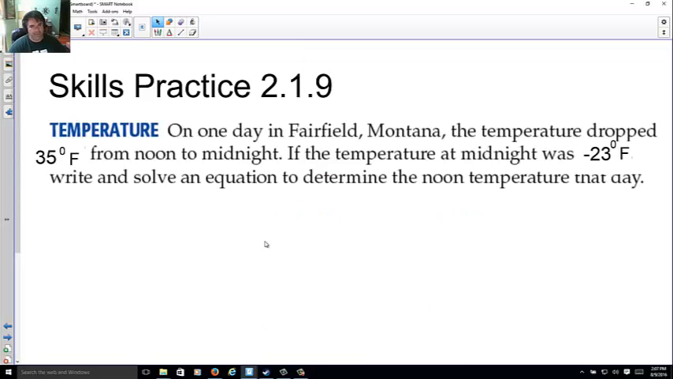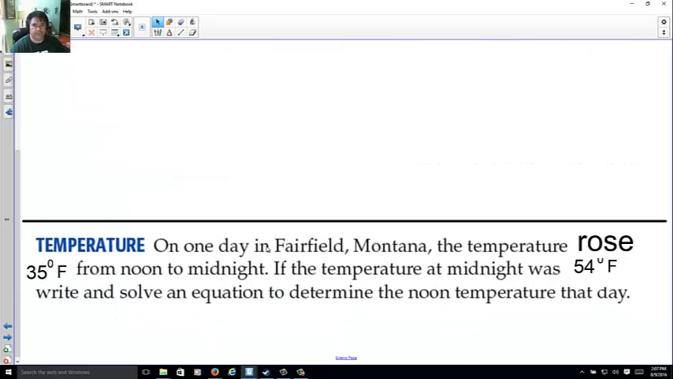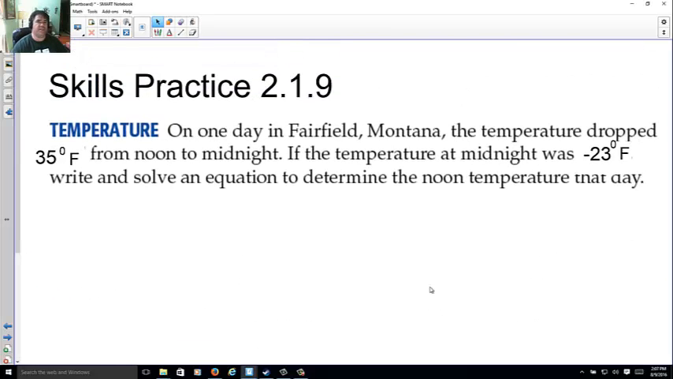Skills practice time. Same idea. Fairfield, Montana, up and down, up and down. Temperature dropped 35 degrees from noon to midnight, and now is at negative 23. Please find what it was prior. And the other one, the temperature rose 35 degrees from noon to midnight, and then it was 54 degrees. Try to solve that. Now, a little hint. It says rose 35, put x plus 35. So go ahead and try these two at this time. Let's see what you can do.